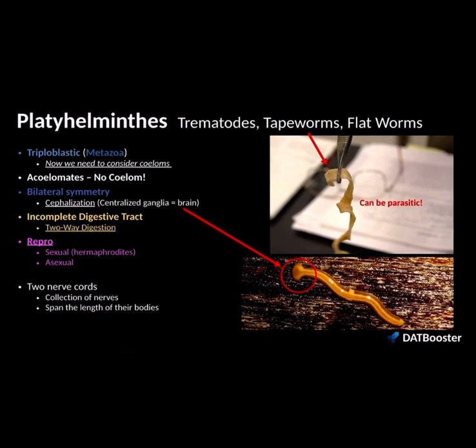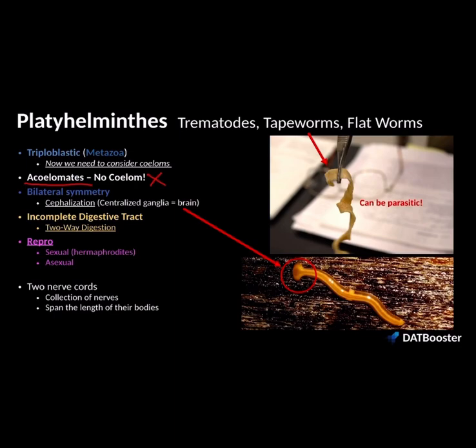They're metazoa, meaning they have true tissues, and they're triploblastic, meaning they have endoderm, ectoderm, and mesoderm. They're not diploblastic, they're triploblastic, three layers. Because they're triploblastic, we now need to consider their coelom, their body cavity. Luckily for us, Platyhelminthes are acoelomates, which means they do not have a coelom present.